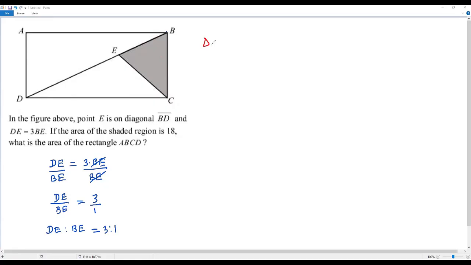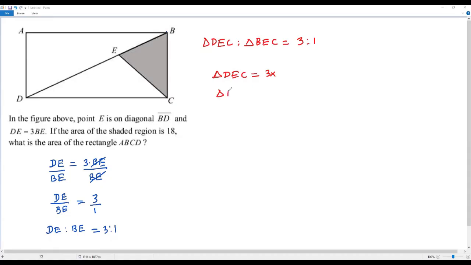Now let me write this over here. Area of triangle DEC to area of triangle BEC equals the same ratio, the ratio in which we have their bases DE and BE, that is 3 to 1. From the terms of the ratio, we'll be able to get the area of this triangle and the area of this triangle. For that, we have to multiply the terms of the ratio by the same non-zero number, say x. So the area of triangle DEC equals, we multiply the first term of the ratio by the non-zero number x, that is 3x.